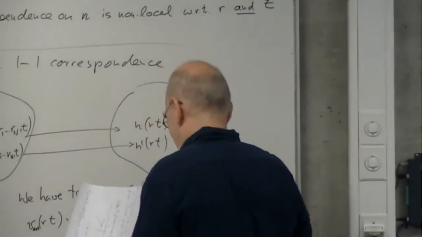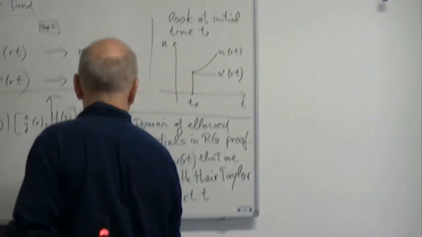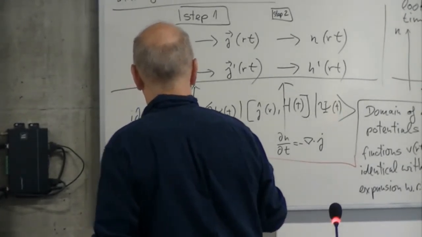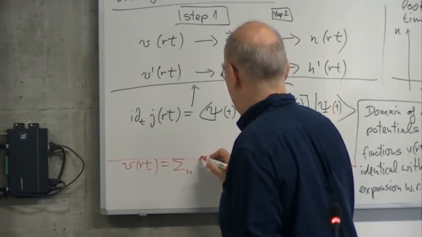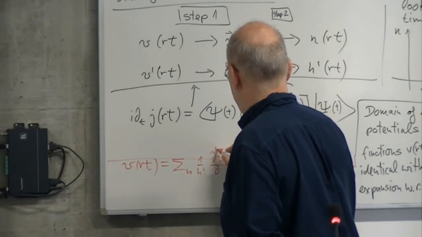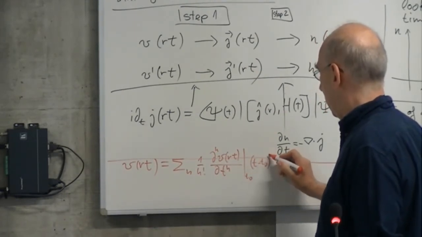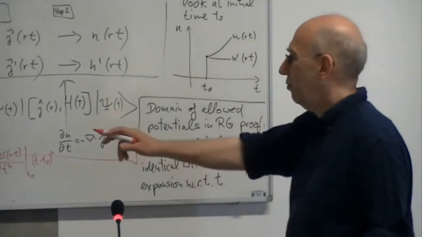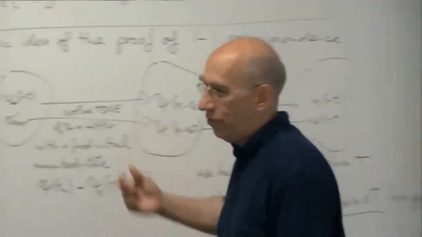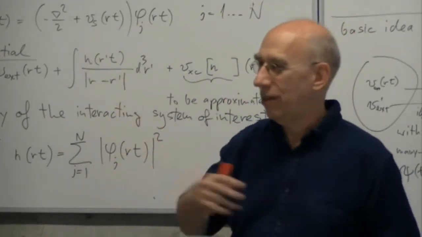Okay, so we need to be able to expand potentials in a Taylor series, sum over n, 1 over n factorial, d^n v of r, t, at time t naught, times (t minus t naught) to the n. So this is the Taylor expansion of one of those potentials. These coefficients should exist, and the radius of convergence should be finite. This is what it means that the function is identical to its Taylor expansion. So there should not be poles or discontinuities or things like that.